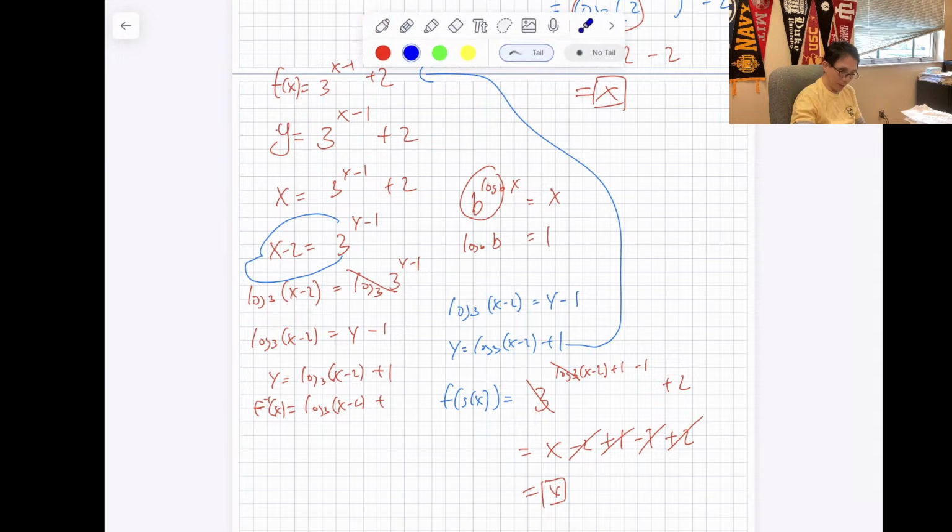I plug this whole thing into here. So then that is going to be log 3 of x squared plus 1 minus 1 on the back, because there's a minus 1 after and plus 2. So this will eventually cancel everything out. They're inverse. One more question at the end.